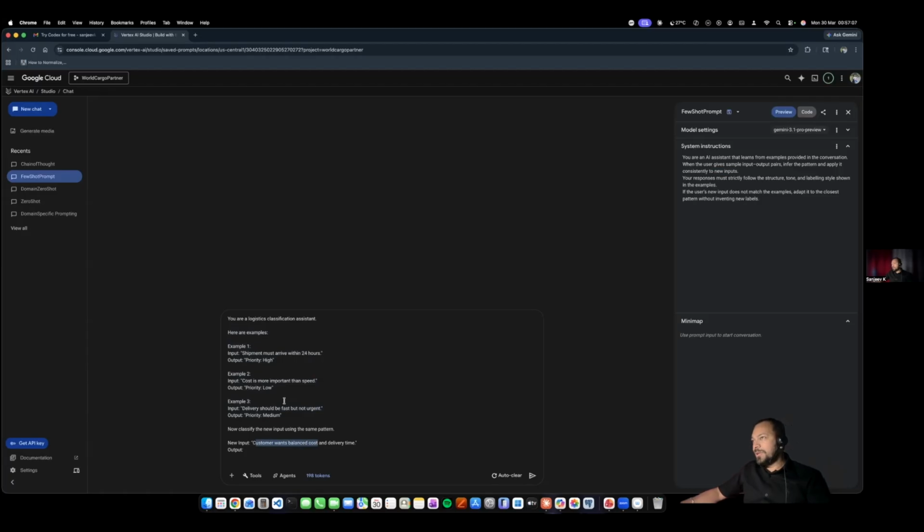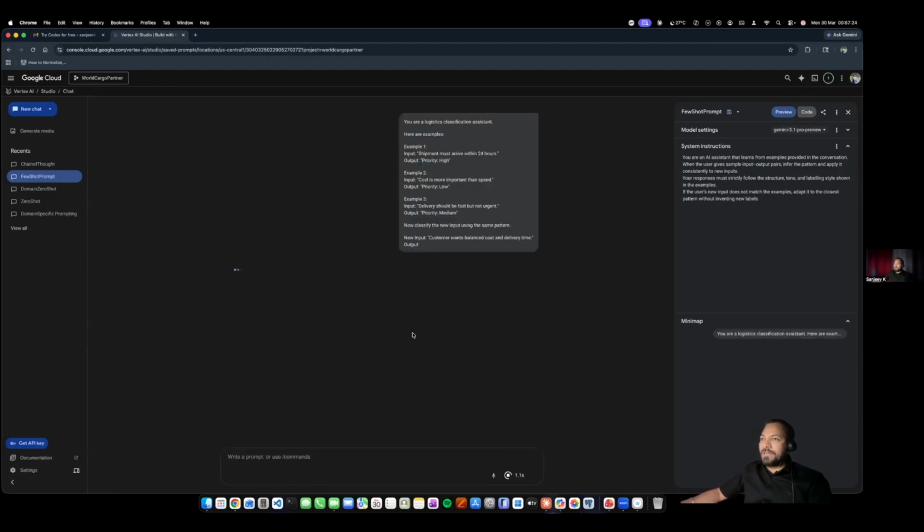Okay. For now, what we're doing is simply hard coding the context. We're giving the samples here in the prompt, and we are asking the LLM to classify whether the priority falls as high, low, or medium. So let us give it to the LLM. We'll give a couple of seconds to the LLM to respond, and the LLM responds saying the priority is medium.